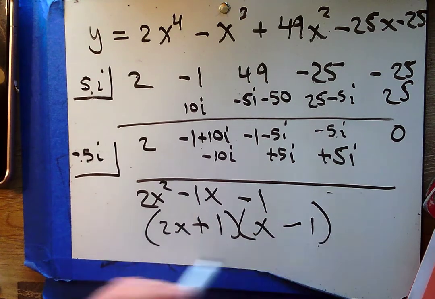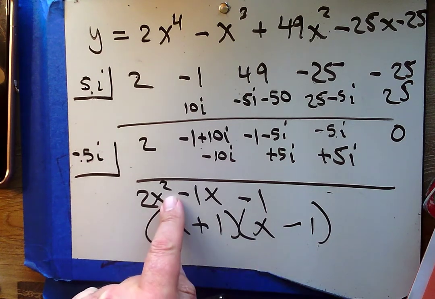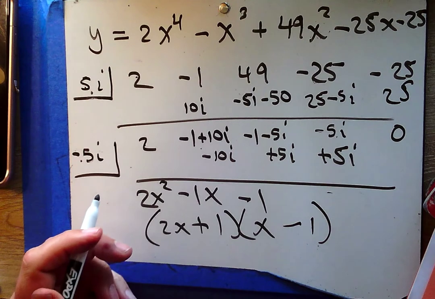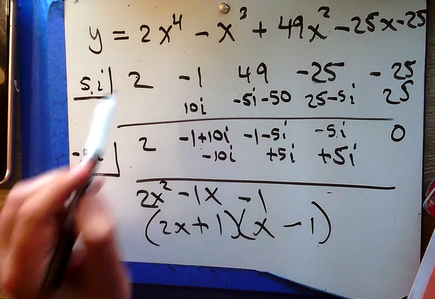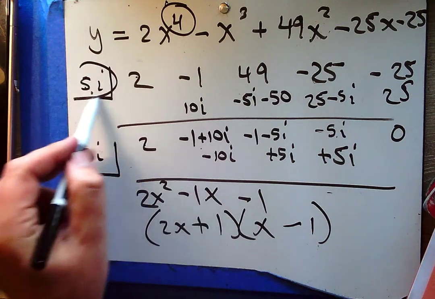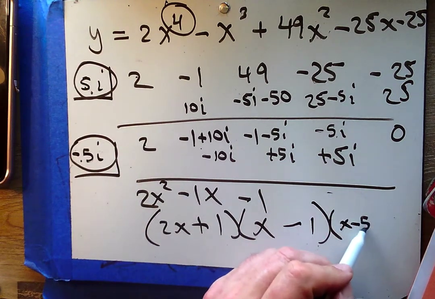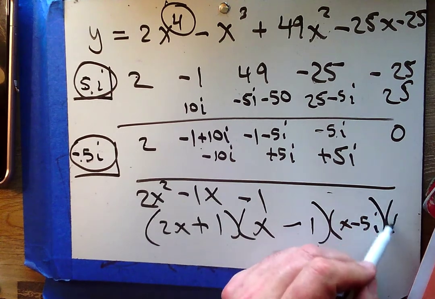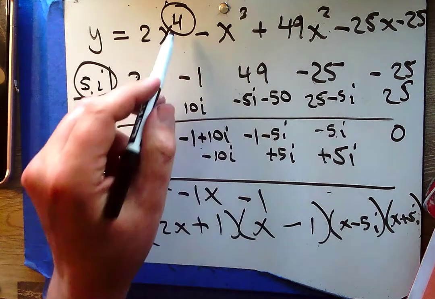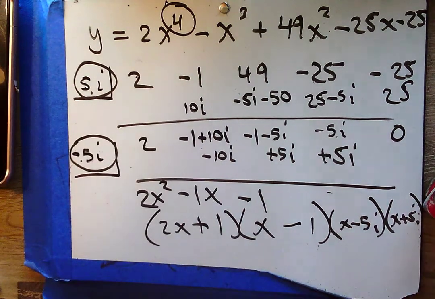Is this the complete factored form? Well, no. When we FOIL this, we only get a second degree polynomial. On your test, it says completely factored, right? And so we need 4 factors, 4 linear factors. Oh, there they are. x minus 5i and x plus 5i. 4 linear factors for our 4th degree polynomial. Okay? All right.